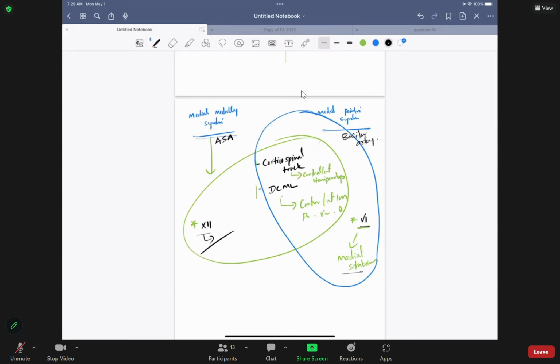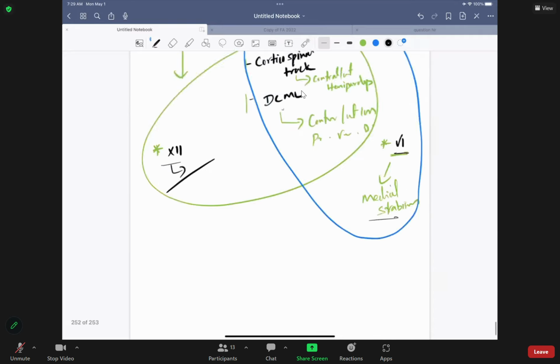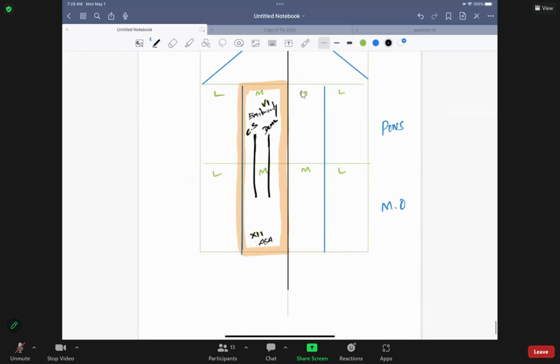Okay. Now on the next page, we're going to start lateral medullary lesion. Pay attention, this is going to be difficult. Lateral medullary syndrome, lateral pontine syndrome. So what are we talking about now? We are talking about this. Agree, folks? We're going to talk about these two.